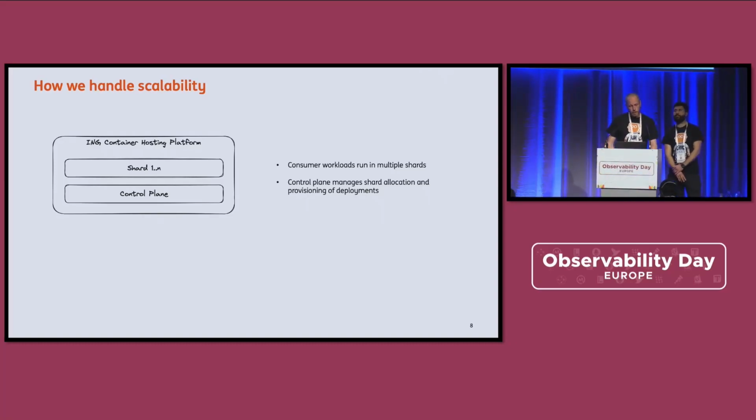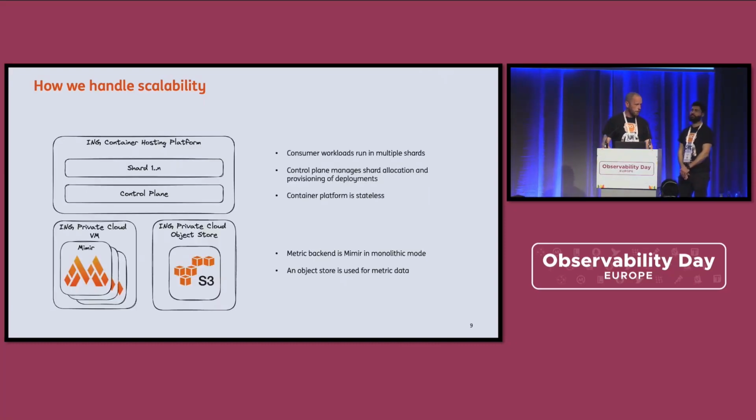The container hosting platform is stateless. That means we don't have persistent volumes, which also means that we need to store our state somewhere else. So we deployed Mimir in the ING private cloud. Mimir is deployed in monolithic mode on VMs, and we have a hardware appliance with an S3-compatible interface, which is what we actually use to store the metrics.